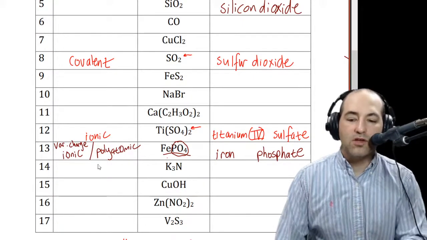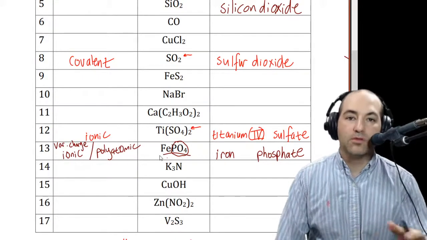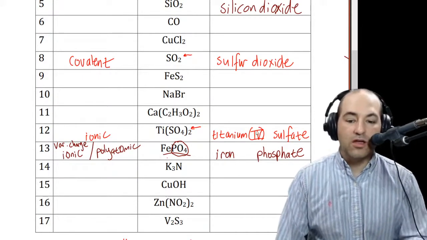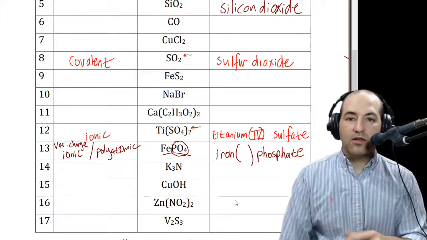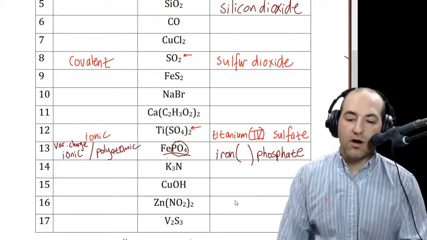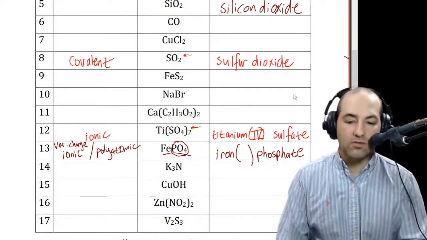So you have to know that iron is a variable charge. You have to know that iron can have multiple different possible charges so that you know you have to put the parentheses. Because if we don't know that it needs the parentheses, then it is going to be wrong. So however you want to name that to tell yourself that you need the parentheses, that's what's important.